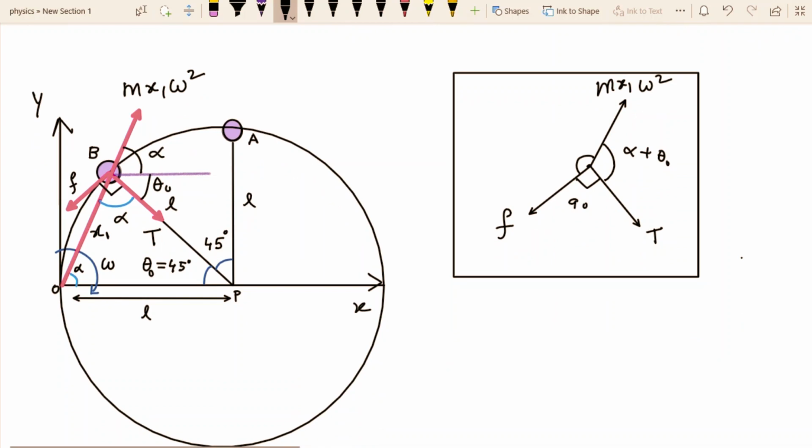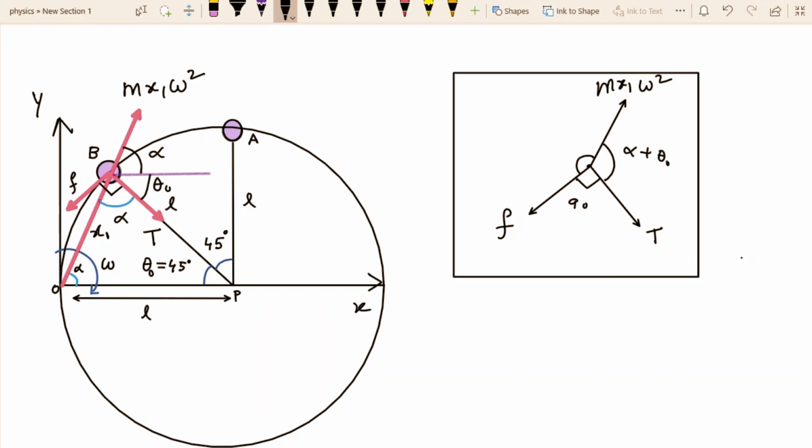Now if you observe the angles between the forces, you can clearly see the angle between the frictional force and the tension is 90 degrees, and here I have plotted the diagram that shows the angles, and the angle between the centrifugal force and the tension is taken as alpha plus theta naught. What is this alpha?